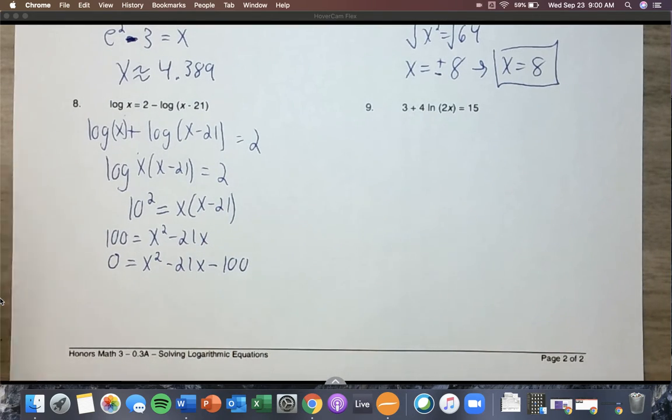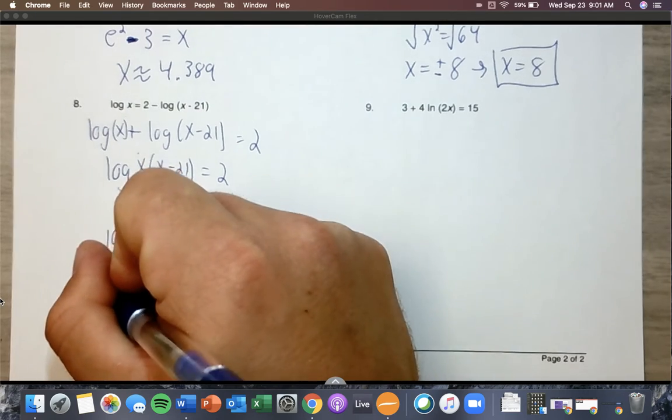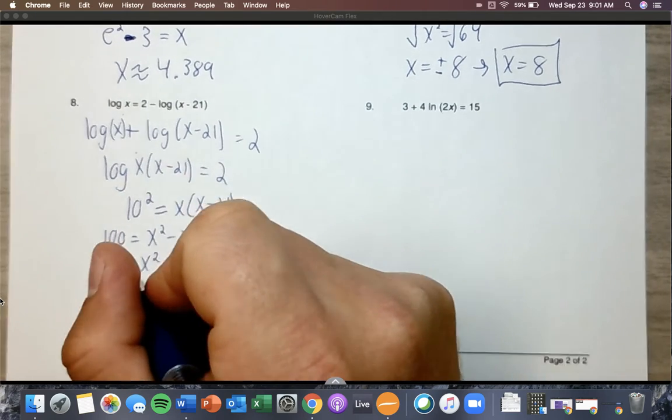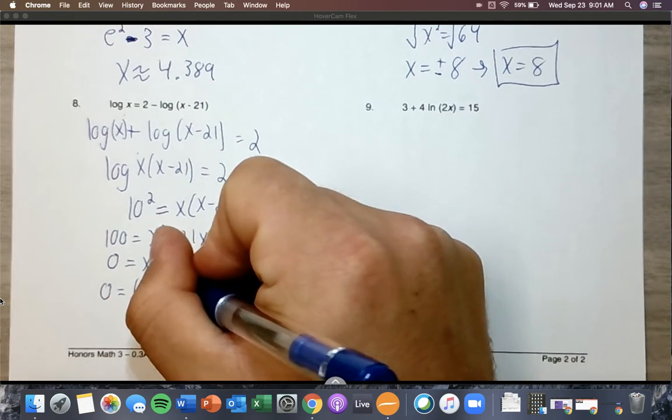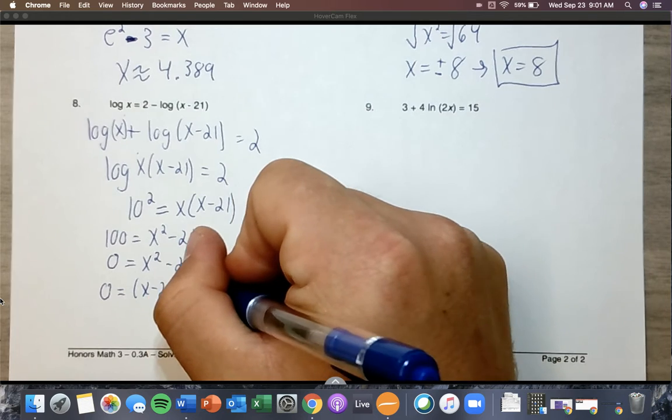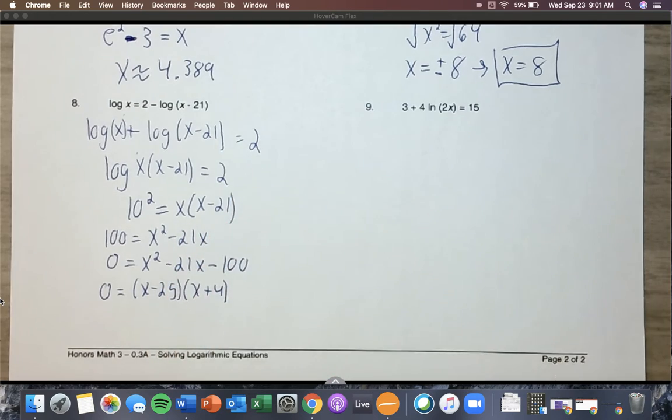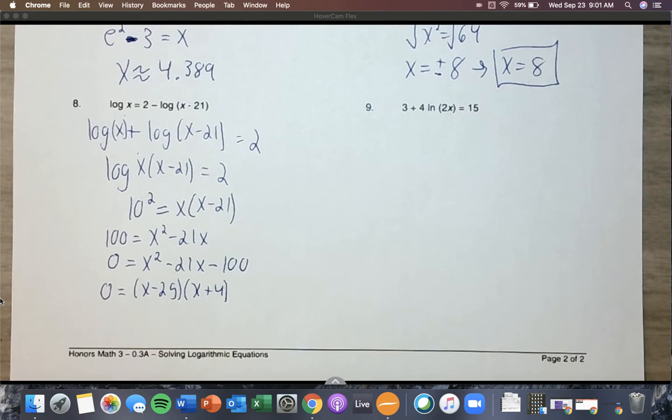Now just like the problem we did earlier, we can factor and figure out what values of x I can plug in to get 0. So if I factor this out, I'm going to get x minus 25 times x plus 4. Now I just have to set these two expressions equal to 0.